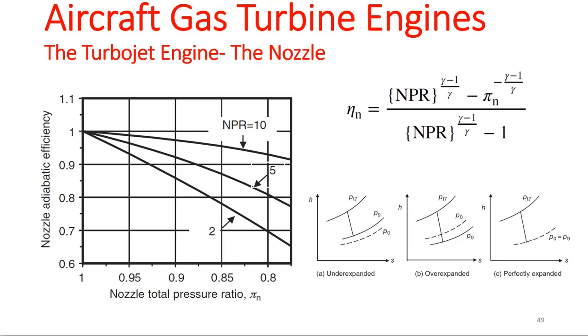Does it make sense? Let's say pressure ratio of 0.8. For NPR of 2, you're going to get 70% efficiency, adiabatic efficiency. For NPR of 10, you're going to get 92% efficiency, right? So for higher NPR, you're going to get a higher efficiency for the same pressure ratio. Are there any questions so far? No? Okay, so that's the discussion we're going to have for the nozzles.